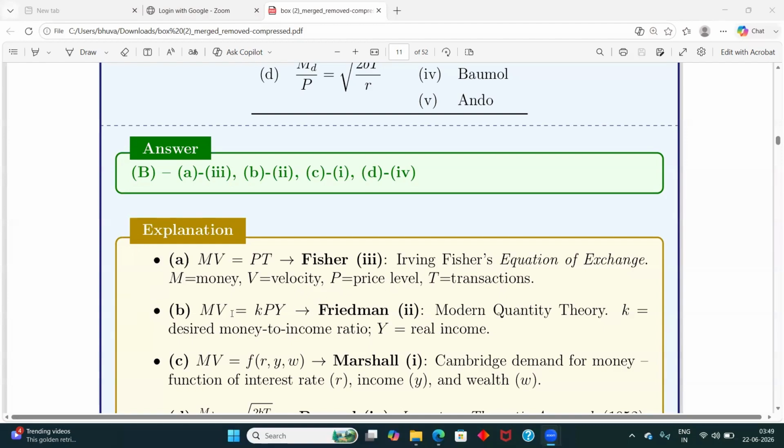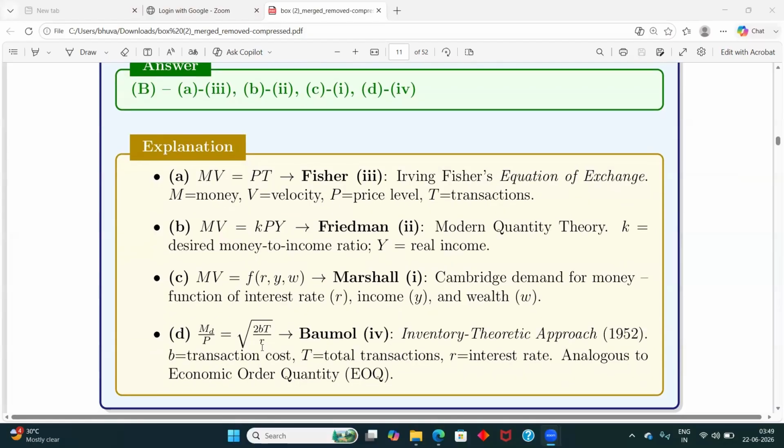Next we have M = kPY, which is given by Friedman. Here M is money, and k is the desired money to income ratio. Y is real income. Third is M = f(R, Y, W). Here R is the interest rate, Y is income, and W is wealth. This equation is given by Marshall and is also known as the Cambridge demand for money.